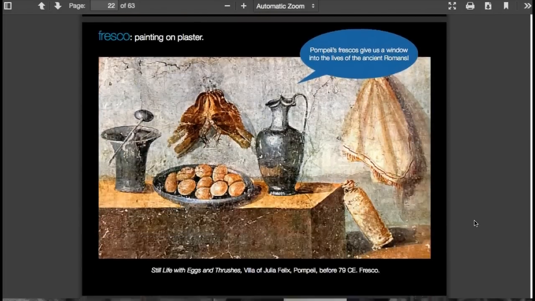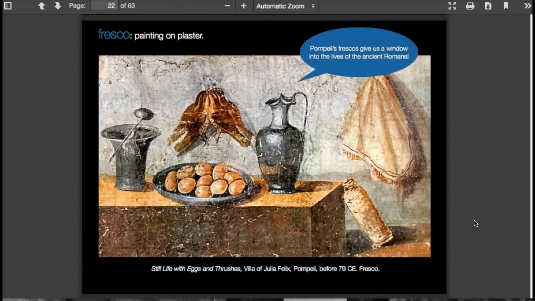Okay, let's talk about fresco, another very ancient form of painting. If you ever get a chance to travel to Italy and go to Pompeii, you can see some of these frescoes, and a lot of the Roman frescoes were describing everyday life, so we learned a lot about the people based on these images. This one's called Still Life with Eggs and Thrushes. So we have the birds hanging here on the wall. But fresco is painting on plaster. That's basically what we're doing.